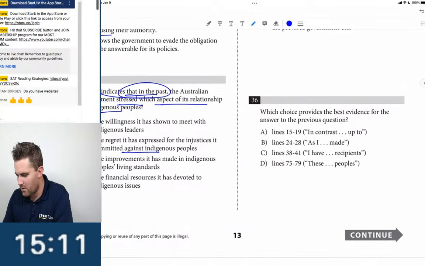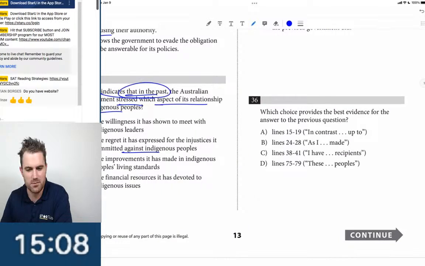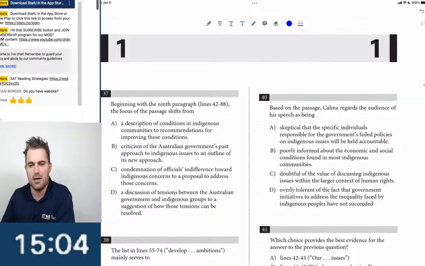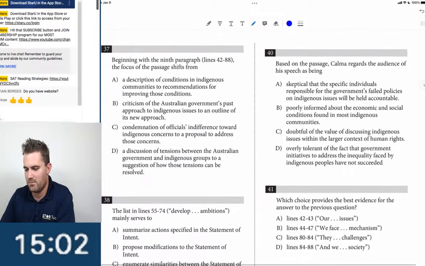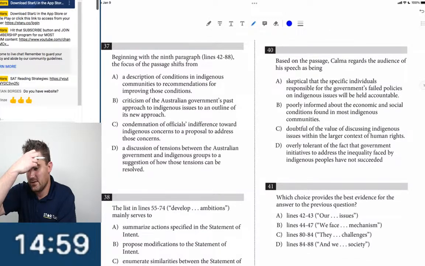I think it's right. Does everybody see this again? Everybody remember this? We talk about passive recipients here, and that policy has not been good policy in the past. Okay, so beginning with the 9th paragraph.